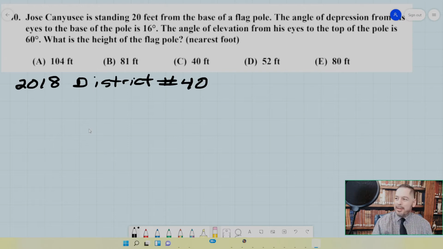That's funny. Jose, can you see, is standing 20 feet from the base of a flagpole. The angle of depression from his eyes to the base of the pole is 16 degrees. The angle of elevation from his eyes to the top of the pole is 60 degrees. What is the height of the flagpole?